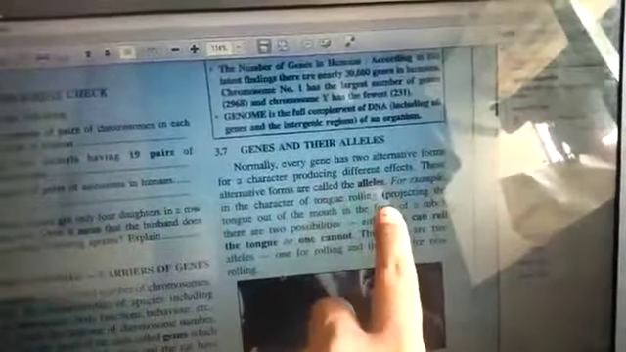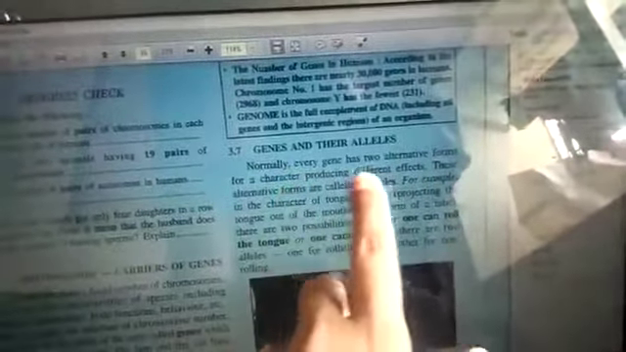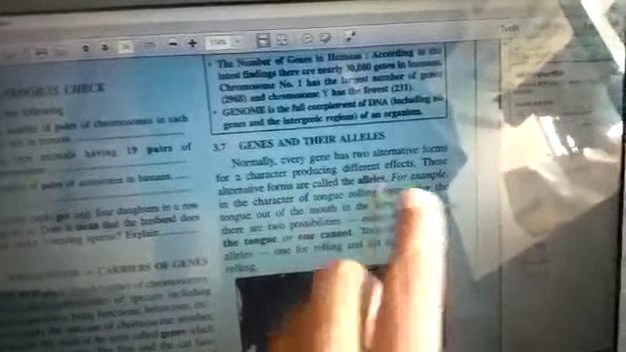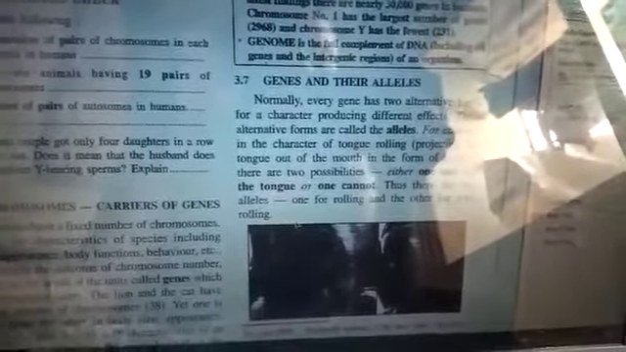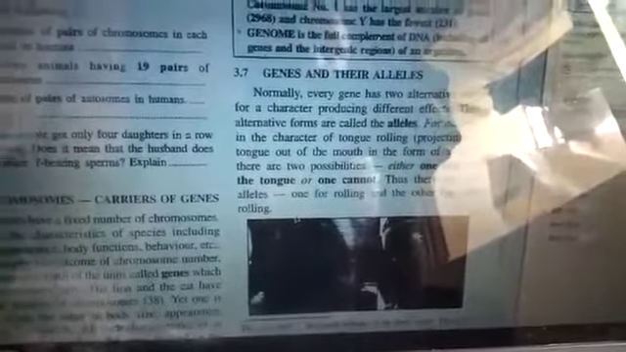One example is given over here for genes and alleles. Every gene has two alternative forms for a character producing different effects. These alternative forms are called alleles. Earlier we called it a trait. In the last table you have seen where the examples were given, like color of your eye, brown and blue. So color is the character, where blue and brown are the traits.